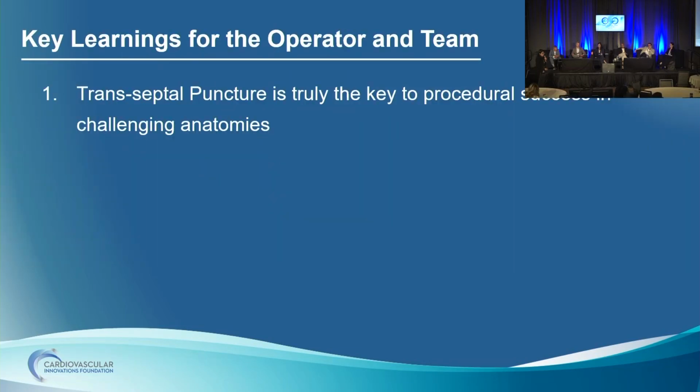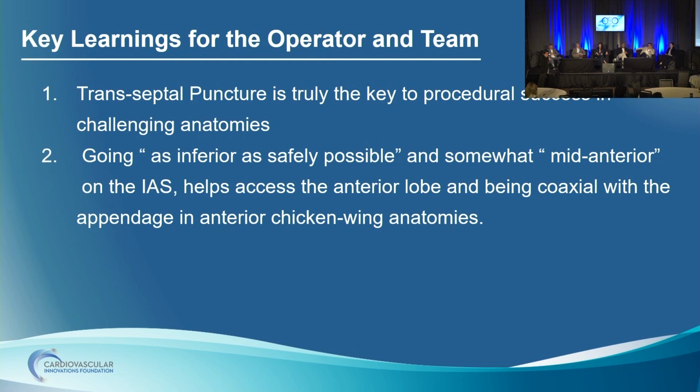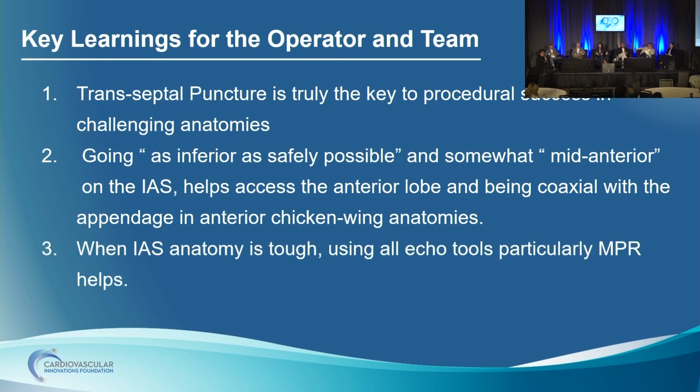So I think the key learning for the operator and the team here is that the transeptal puncture is the most important part of the procedure, especially in challenging anatomies where you really need to optimize and use all that depth in the inferior lobes, and especially chicken wing morphologies. When this anatomy is tough, I think using all echo tools, including your ICE imaging if needed, and MPR helps. In this case, I felt confident with the MPR imaging alone, and we were able to not use ICE for this one.